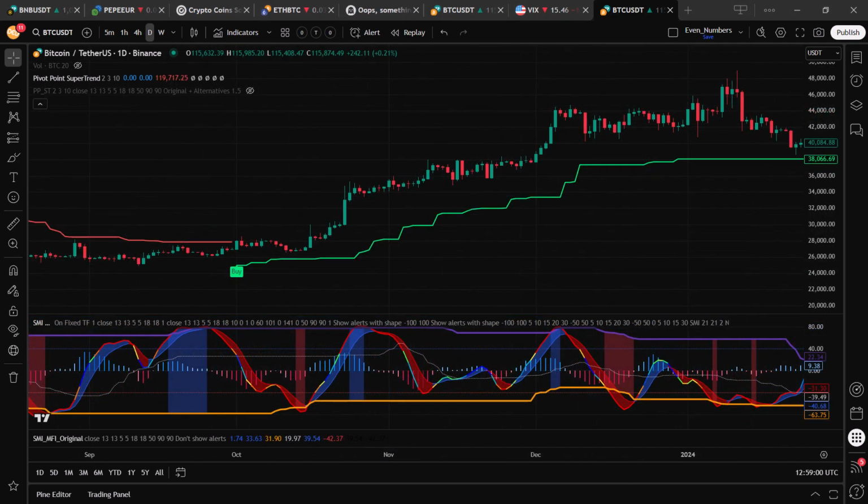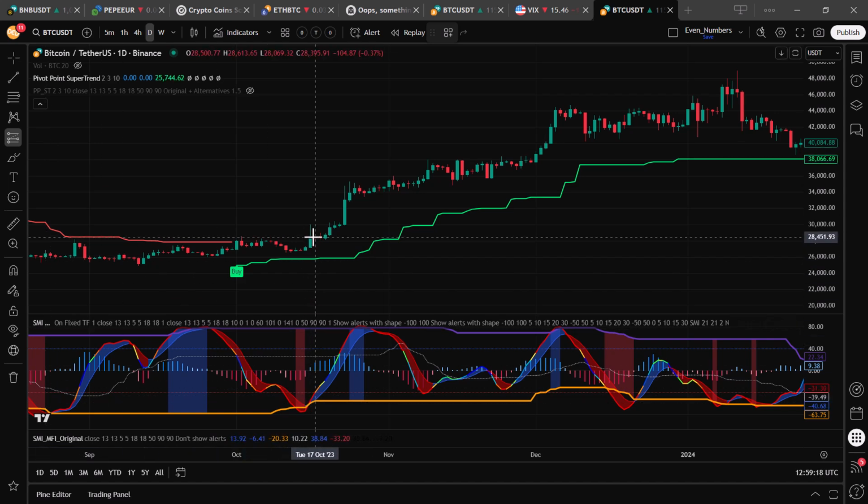Now the signals for the long trades are as follows. The pivot point supertrend indicator must be green, the SMI MFI line must have gone below its dynamic red line, indicating an oversold condition, and then a bullish crossover must occur where the SMI MFI line crosses above its signal line, triggering a green dot buy signal. Wait for the SMI MFI line to close back above its dynamic line again, and then enter a long position at the open of the new candle following this confirmation.